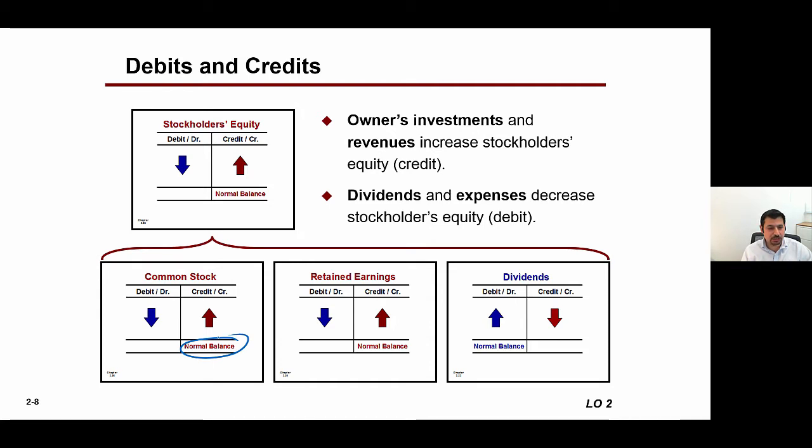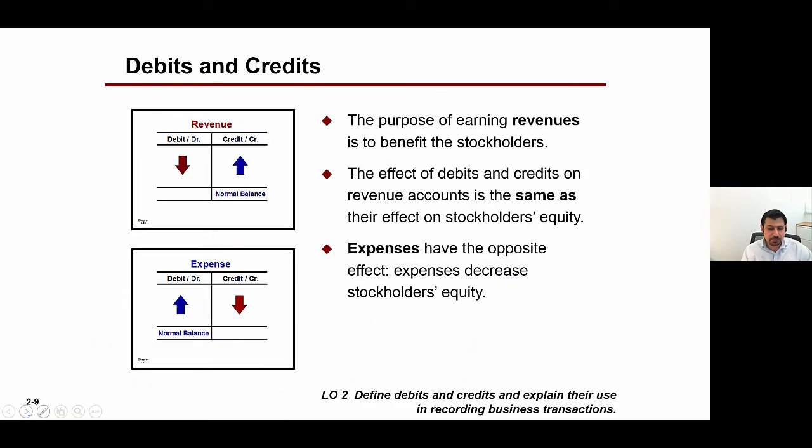Retained earnings are the same. Revenues are also the same. They have a normal credit balance. Dividends and expenses, because when they increase, stockholders' equity decreases, have the opposite effect on stockholders' equity, and as a result, they are debit accounts. This is what we were talking about with revenues and expenses.